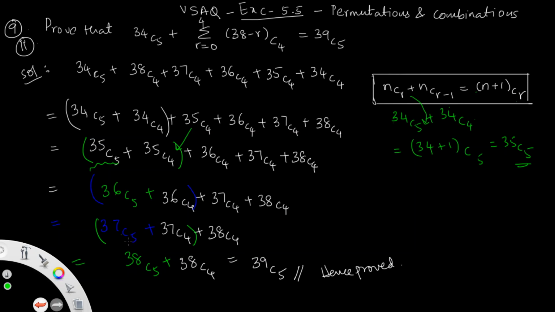Next, 37C5 plus 37C4, same thing, nCr plus nC(r minus 1) formula gives (n plus 1)Cr. That is 38C5 plus 38C4. Then similarly it becomes 39C5. That is what is given in the question, 39C5, to prove. Only this problem is based only on this formula, nCr plus nC(r minus 1) equal to (n plus 1)Cr.